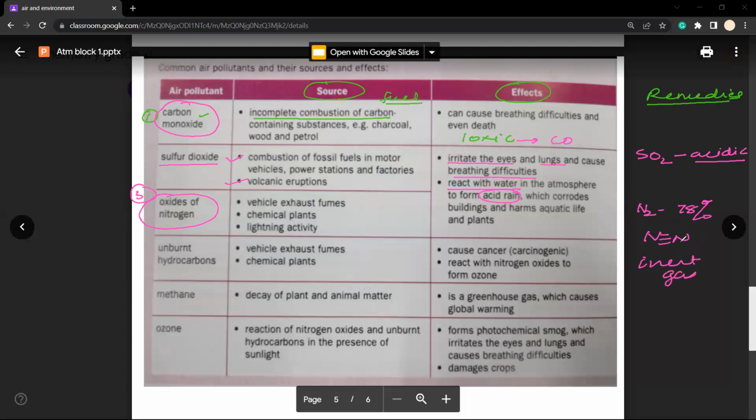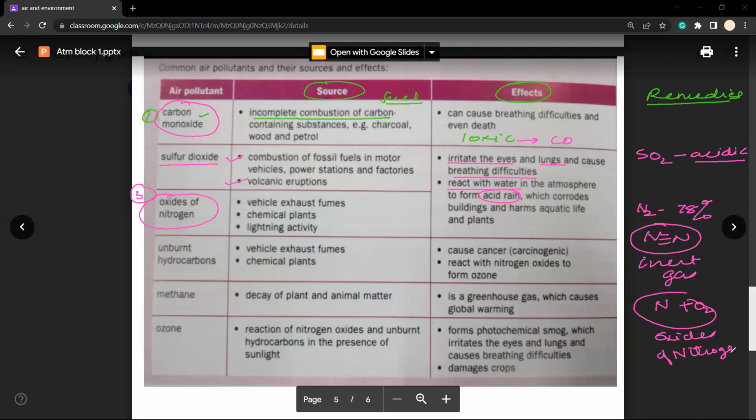But what happens is that this particular bond breaks down either during lightning, during a thunderstorm, or in car engines when high energy is being produced. At that time, this particular bond breaks down. When it breaks down, the nitrogen turns into nascent nitrogen, and it combines with the atmospheric oxygen to form various oxides of nitrogen.